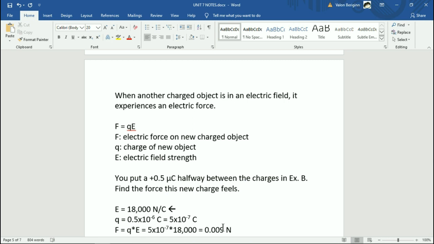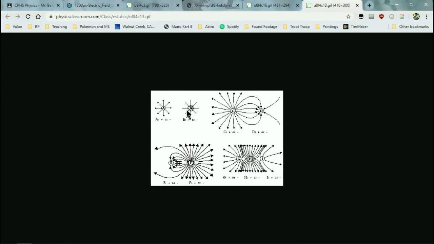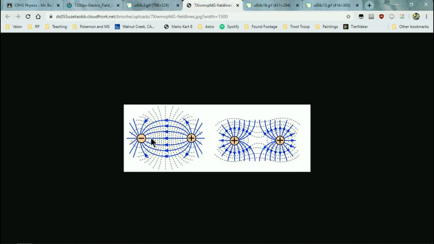That's your answer. 0.009. That is the force that this new charge would feel once you put it in that field. And again, this field was based off of this here. So if we found the field strength halfway between these two charges, it was 18,000. We now plug a new charge right in here. What is the force that it feels?